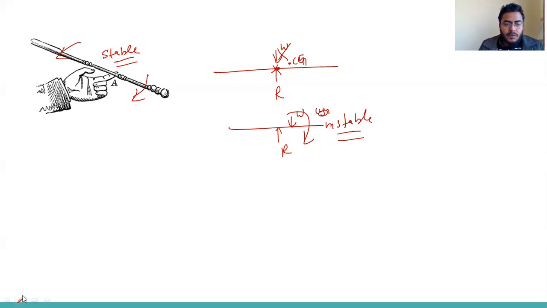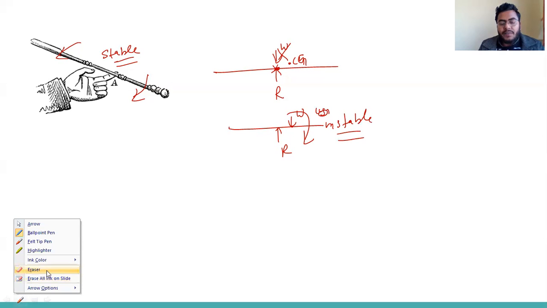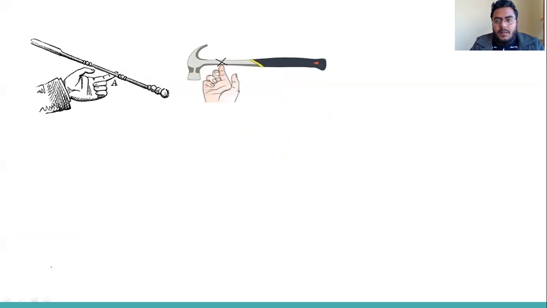Okay, so you can find the center of gravity of a rod of a different material. Now, suppose you are trying to lift a hammer with one finger. It will be stable when the center of gravity is here. The load of the hammer acts at the center of gravity, and we are giving support here, so it will be stable.